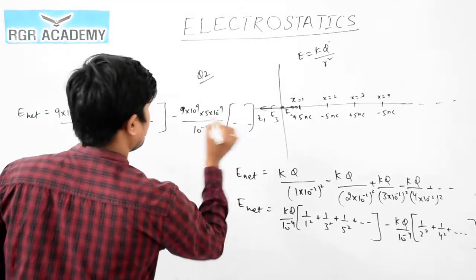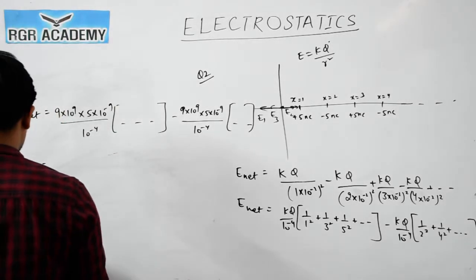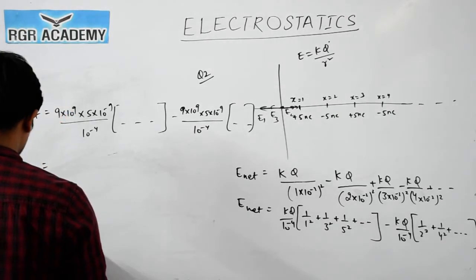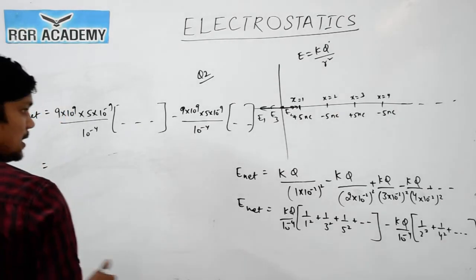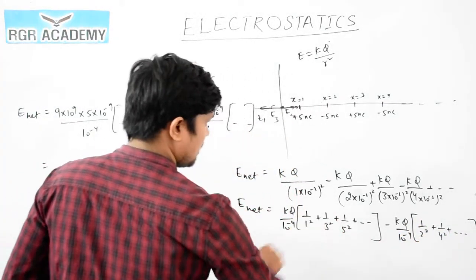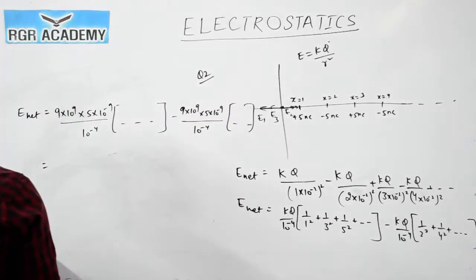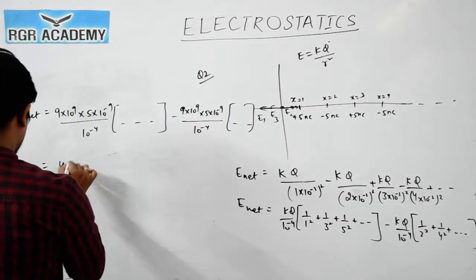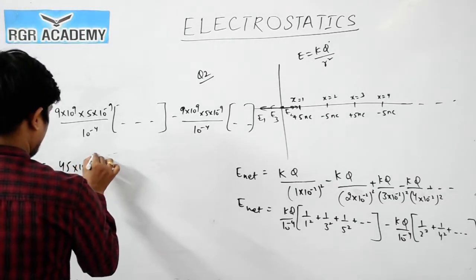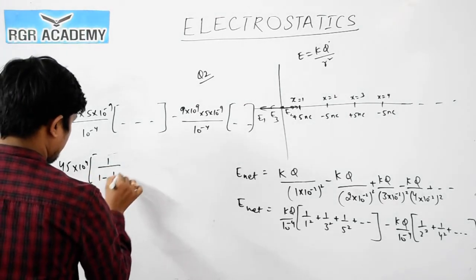Whatever the terms we are getting, we can write down. Now after solving this, what answer you will get? This we can write down as 1 by 1 square plus 1 by 4 plus 1 by 16, and this will become 1 by 1 plus 1 by 9 plus 1 by 25. Okay, so you will get 45 into 10 to the power 4 summation, you will get 1 by 1 minus 1 by 16.